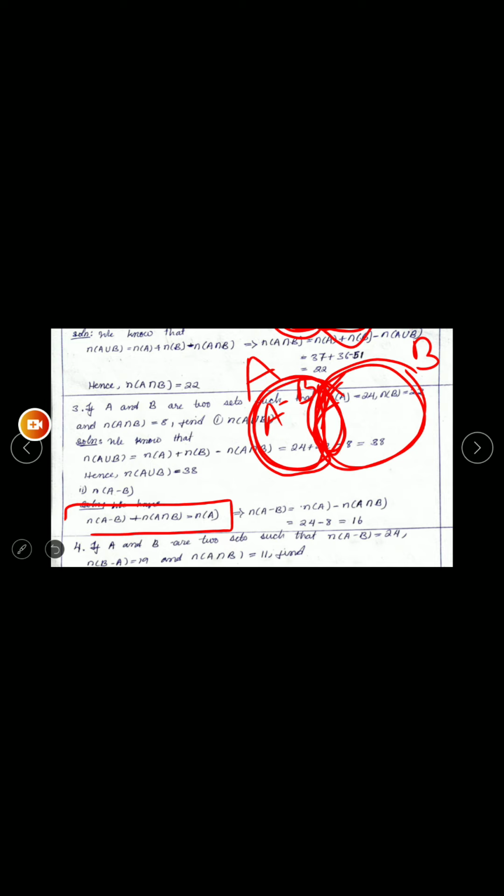In order to find out n of A minus B, you have to move n of A intersection B to the right hand side. The plus sign will be minus sign. Minus, like that.